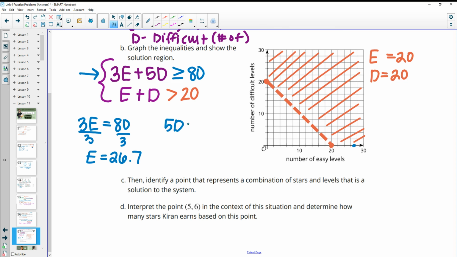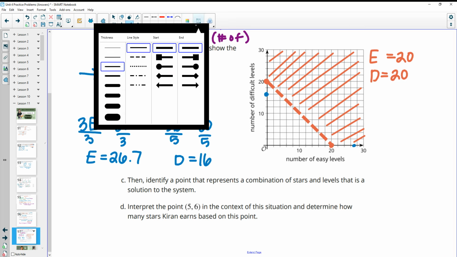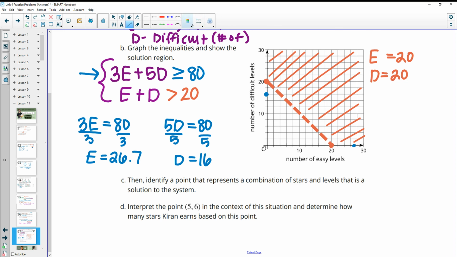If he only completed difficult levels to get the 80 stars, okay, we would divide by 5. He would need to have completed 16 difficult levels. So then we'll go to just difficult levels. So 10, 12, 14, 16. So there's our 2 intercepts. And so I'll connect these. Now this time he needed to do 80 or more. So we have an equal sign. So this one is a solid line because we can be on that line. That would give us exactly 80 stars. And then we need to be above that.